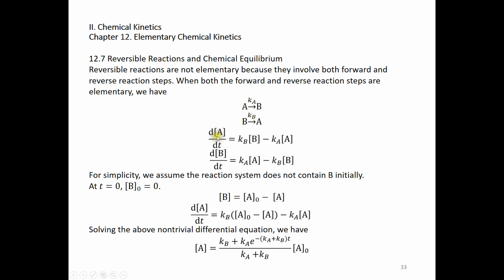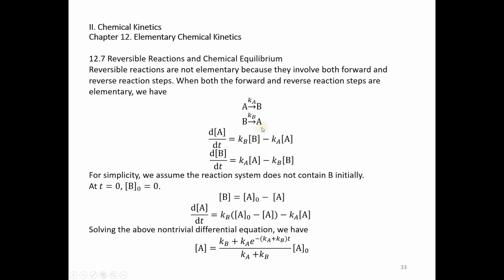Now let's look at dA/dt. It's equal to k_B[B] minus k_A[A], because A is consumed in the forward step and A is produced in the backward or reverse step. Therefore, we have two terms here. From A to B, the reaction rate is k_A[A], and that's why you have that here. There's a negative sign in front because in this step, A is consumed. In the second step, A is produced. Therefore, we have positive k_B times [B], where k_B times the concentration of B is the reaction rate for this reverse step.